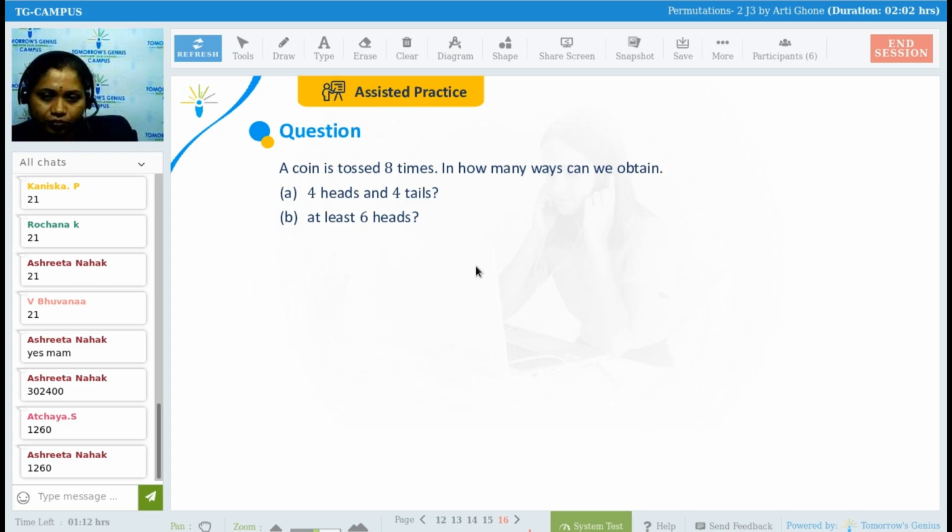Now a coin is tossed and the question is asked. A coin is tossed 8 times, and in how many ways can we obtain 4 heads and 4 tails? At least 6 heads. Okay, so 4 heads and 4 tails is very simple. n is 8, 4 is P, and 4 is Q. Clear? Okay. Now first do the first part and tell me the answer.